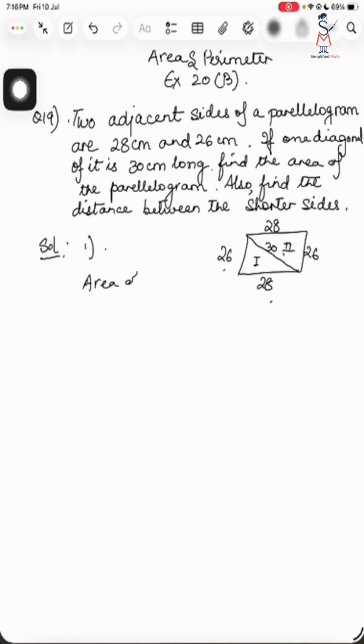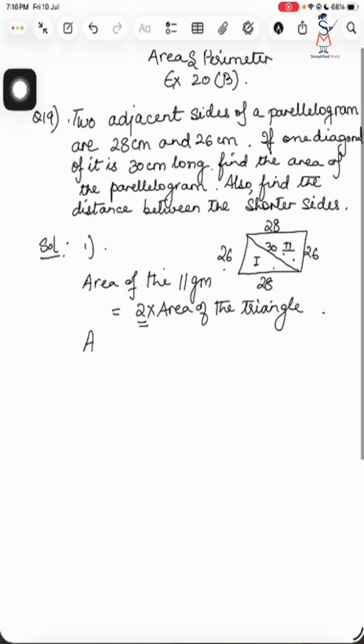So area of this parallelogram will be 2 into area of the triangle made. Because these two triangles are congruent, same sides and diagonal by SSS rule. So both the triangles are the same. If you find the area of one triangle and multiply by 2, you get the area of the parallelogram. So what will be the area of the triangle?